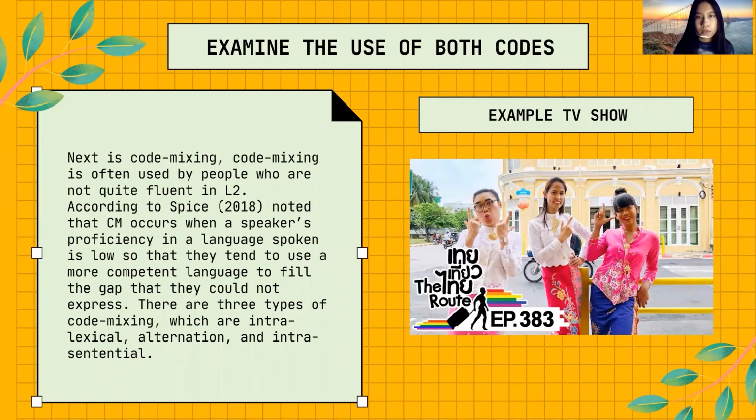Next code to examine is code mixing. There are three types of code mixing, which are intralexical, alternation and intrasentential. For example, intralexical is adding a word from another language in the middle of the language being spoken. Code mixing is often used by people who are not quite fluent in a second language. According to Spice, code mixing occurs when a speaker's proficiency in the language spoken is low, so they tend to use a more competent language to fill the gap that they could not express.